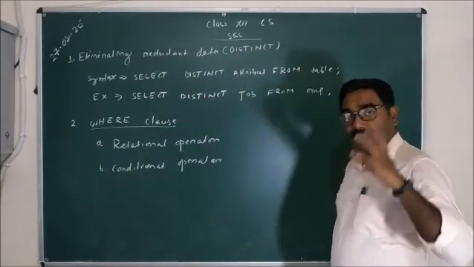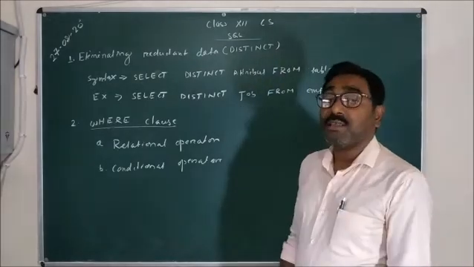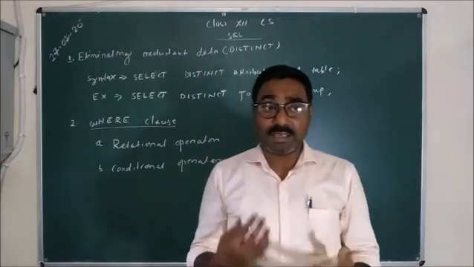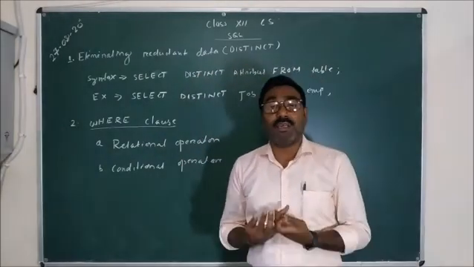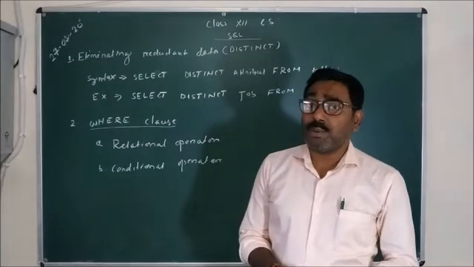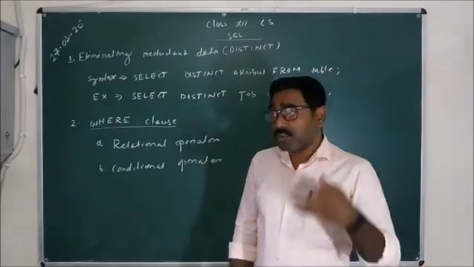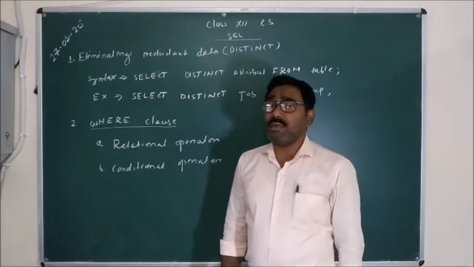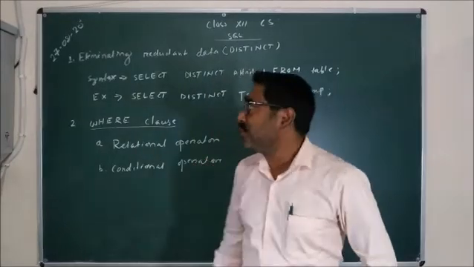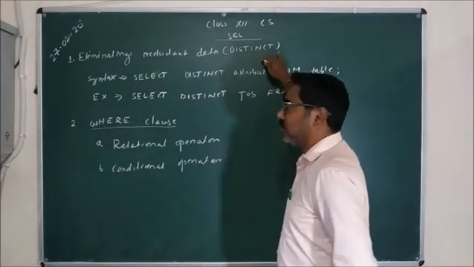Redundant data means the data which is duplicated. That means if some data exists more than one time in a record, then that data is known as redundant data. For removing or eliminating that redundancy, we have to use the keyword distinct.